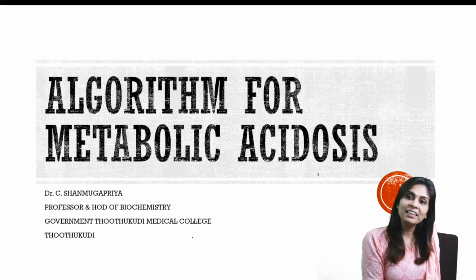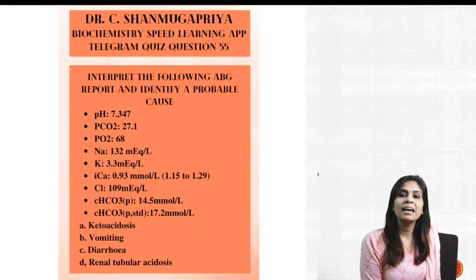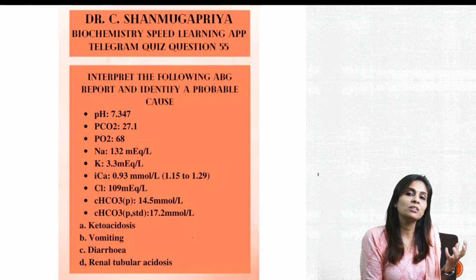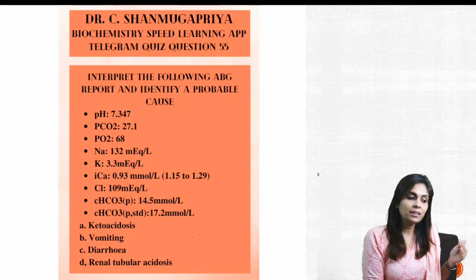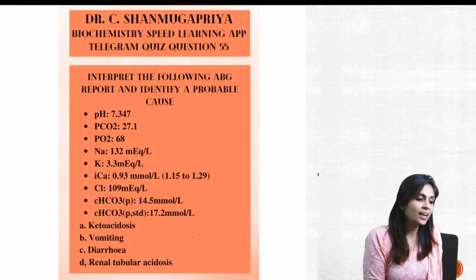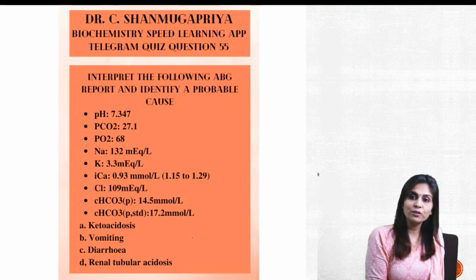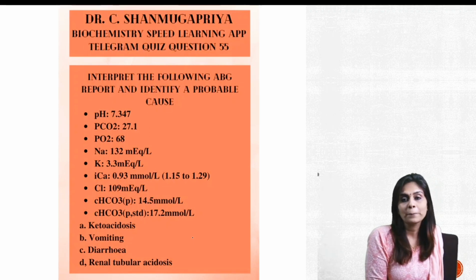And without further delay, let's quickly begin this discussion. And let's begin the discussion by having a look at this actual arterial blood gas analysis report which we got in our laboratory. And the question that is given to you is, interpret the following ABG report and identify a probable cause. And you're also given 4 choices of causes. One is ketoacidosis, then it's vomiting, diarrhea, and renal tubular acidosis.